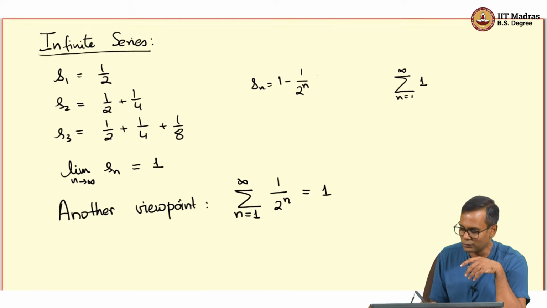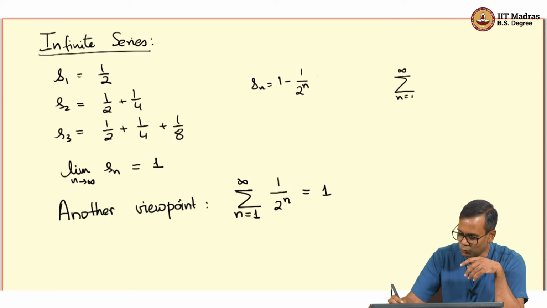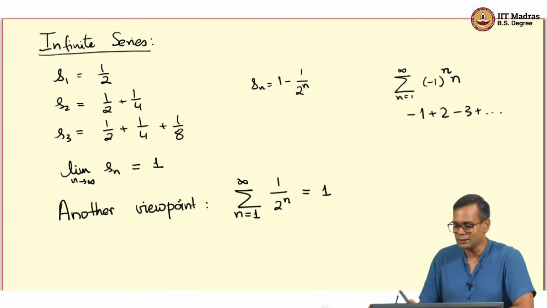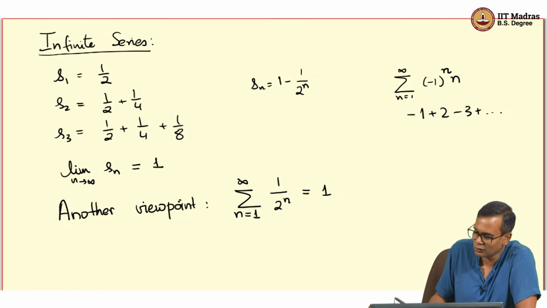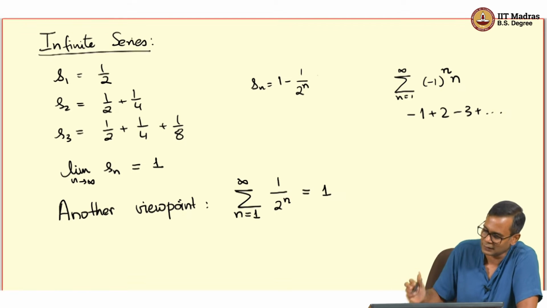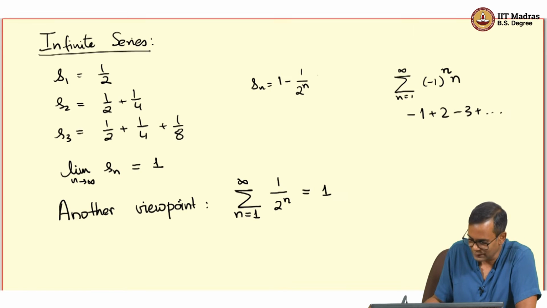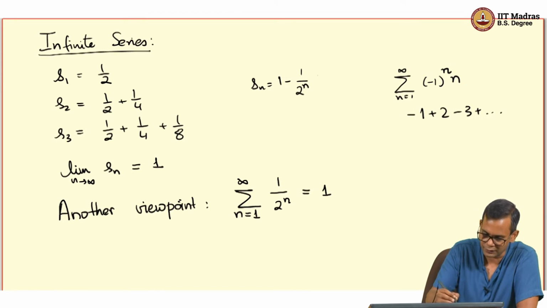Or worse still, I could say something like summation n goes from 1 to infinity of minus 1 to the power n times n. So this is something like minus 1 plus 2 minus 3 plus 4 and so on. You start computing these sums and you're not going to get anywhere. You cannot make sense of such a sum, but sometimes you can, and these will be called convergent series. So let's go straight down to the definition.